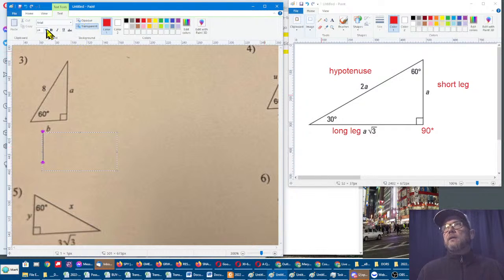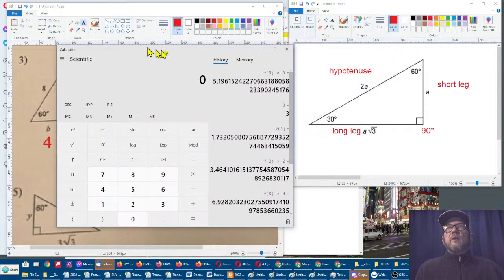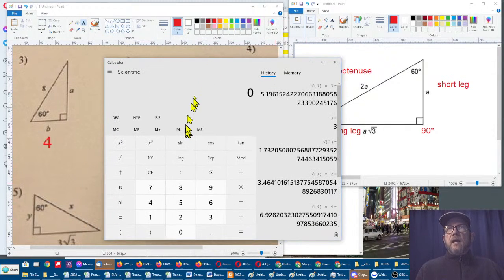So now you got 4. And then your long leg. What's the formula for your long leg? A times the square root of 3. So that means let's do the square root of 3.